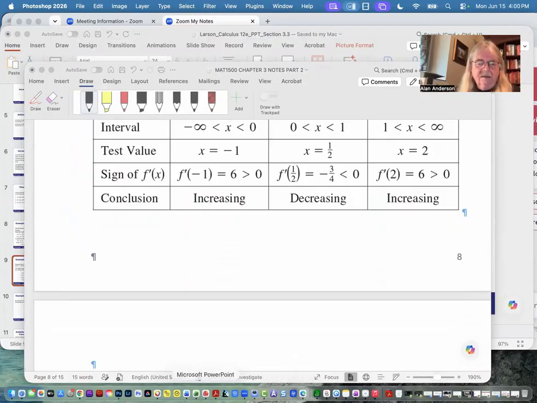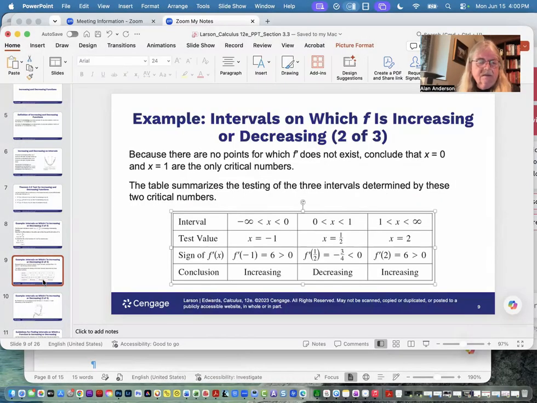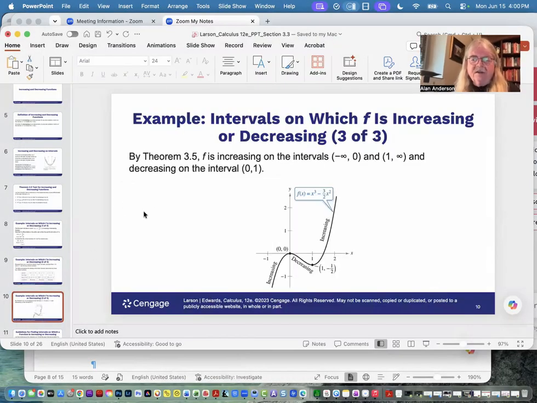Okay, so. And this, yes, they're showing it to you here. They've got the graph, and this is exactly what we were doing. From negative infinity up to 0, it's increasing. 0 to 1, it's decreasing, and then after that, it's increasing forever.